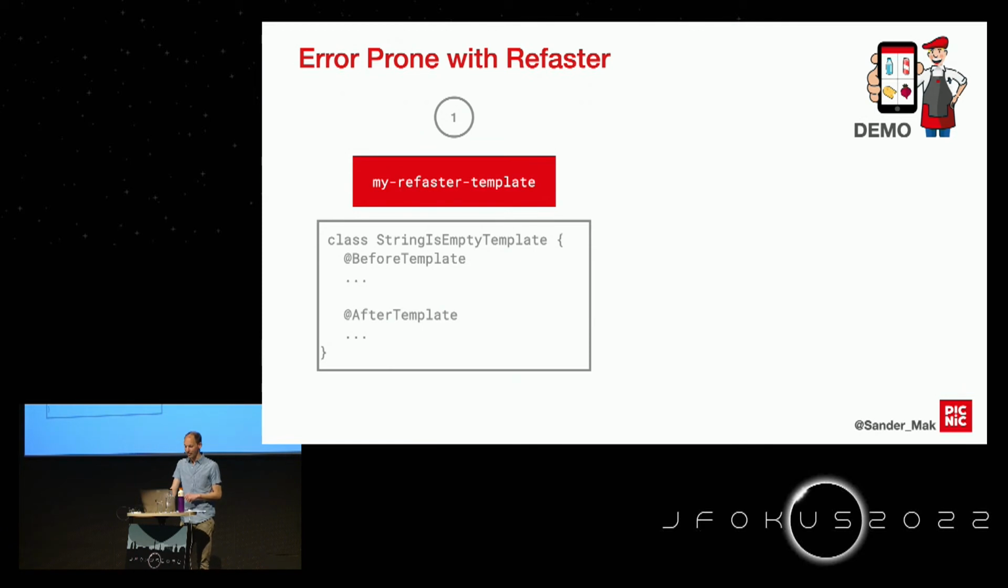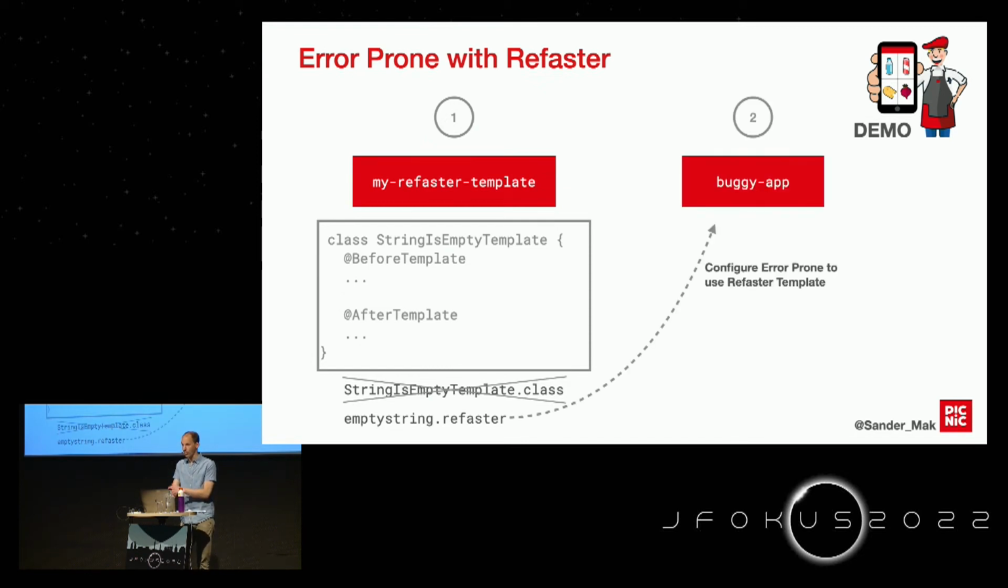And then by compiling this into a Refaster file using a special compiler that also is provided by the error-prone project, you will get a Refaster file output that can be used by error-prone, the compiler plugin that we already saw, to apply to your code bases. So we're going to see an example of this.